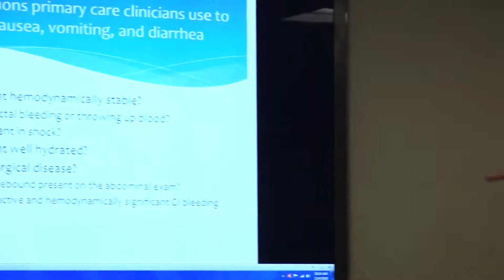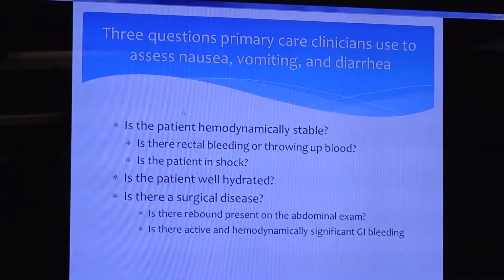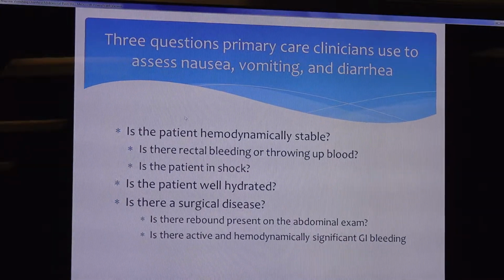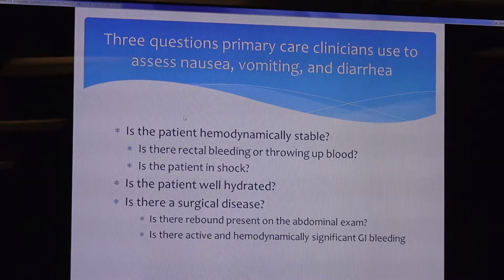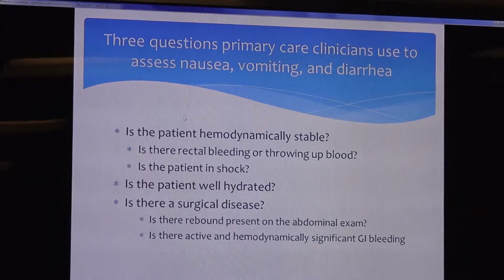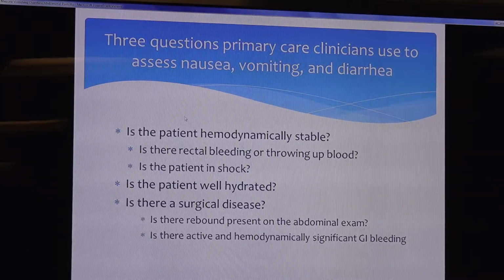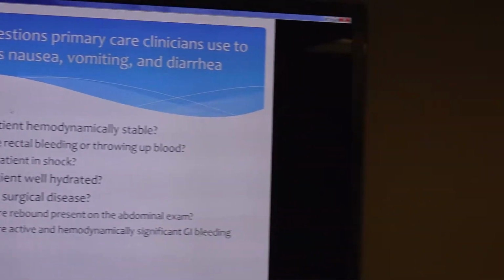The 3 questions: assessing nausea, vomiting, diarrhea. Is the patient hemodynamically stable? How do you assess that? Vital signs, yeah, right. Blood pressure. If they're hypotensive, that's not coming to the health station. You know that, and the history will help with that too. If they have GI bleeding, they're not a candidate for the health station. If they're in shock, that's not hemodynamically stable.